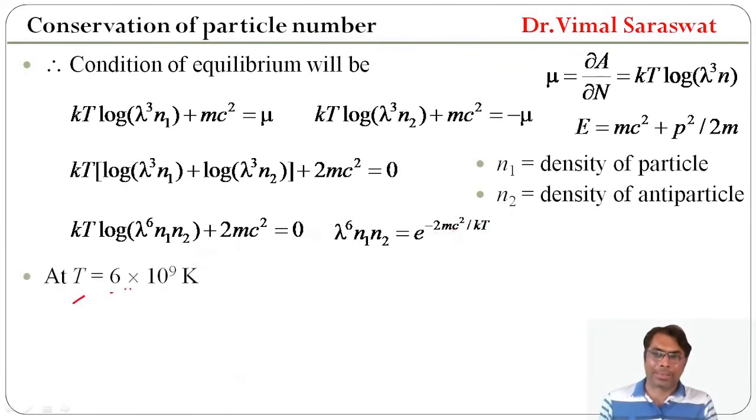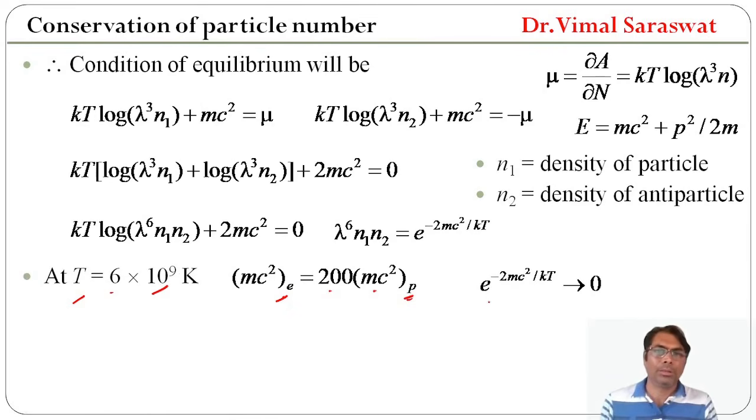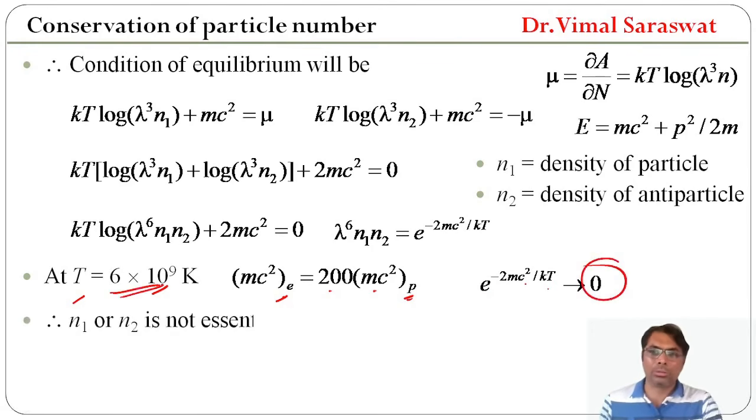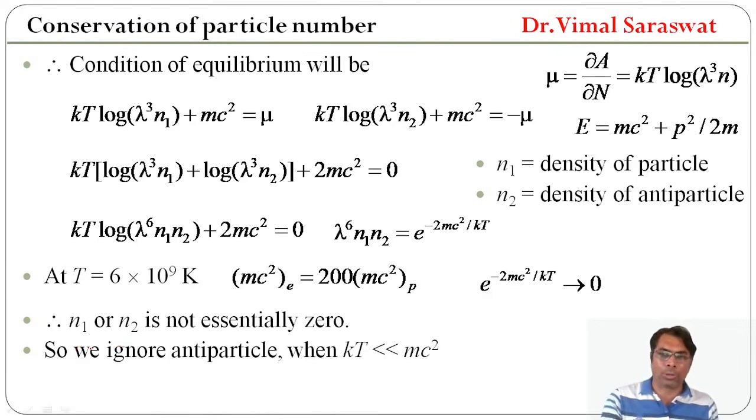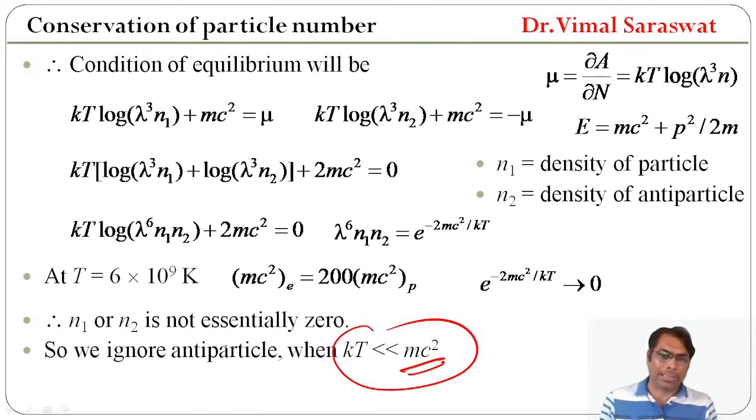At temperature 6 into 10 raised to power 9 Kelvin, mc square for electron equal to 200 times mc square of proton. And therefore, e raised to minus 2 mc square upon kT at such high temperature tends to 0. Therefore, n1 or n2 is not essentially 0. So, we ignore antiparticle when kT is very much less than mc square. So, when kT is very much less than mc square, we ignore antiparticle because n1 or n2 is not essentially 0.